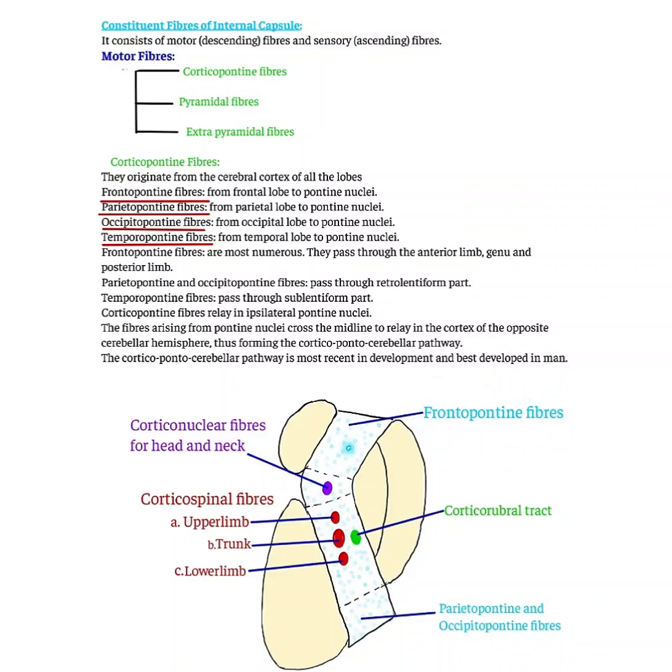Frontopontine fibers pass through anterior limb, genu, and posterior limb. Parieto-pontine and occipito-pontine fibers pass through retrolentiform part. Temporopontine fibers pass through sublentiform part. Corticopontine fibers relay in the ipsilateral pontine nuclei. The fibers arising from the pontine nuclei cross the midline to relay in the cortex of the opposite cerebellar hemisphere, thus forming the corticopontocerebellar pathway. This pathway is most recent in development and is best developed in man.